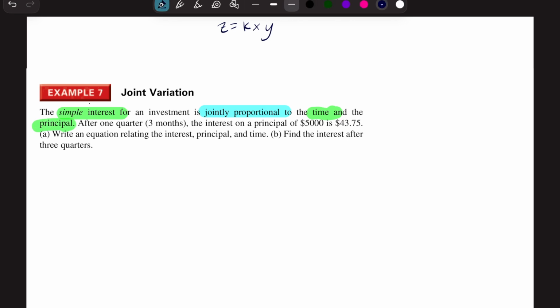Let's come up with variables. Interest, we generally go capital I. Time, we're sticking with T. And principal, I'm going to go capital P. Again, that's initial investment. So right away, I is directly proportional to T and P. So I equals KTP. Okay, something to know about interest formulas. T is always given in years.